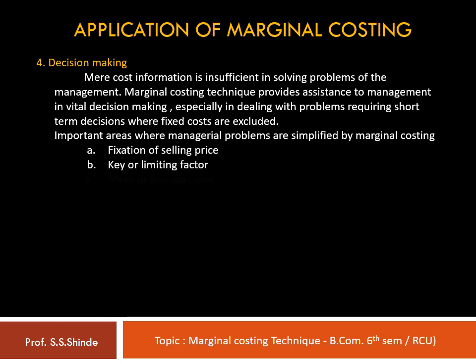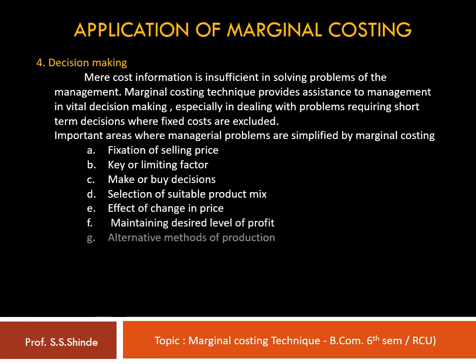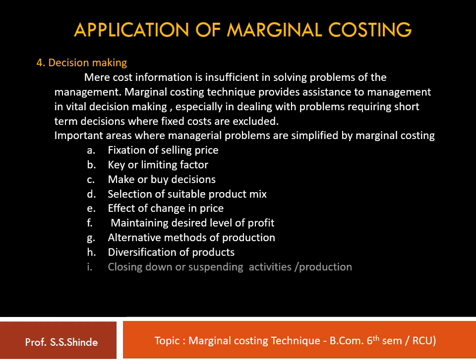key or limiting factor, make or buy decisions, selection of suitable product mix, effect of change in price, maintaining desired level of profit, alternative methods of production, diversification of products, closing down or suspending activities or production, alternative course of action, and purchasing or leasing decisions.